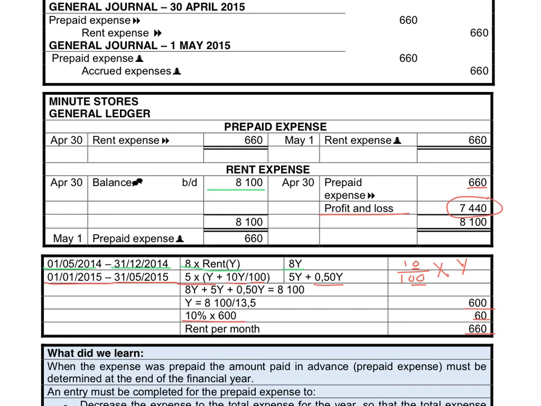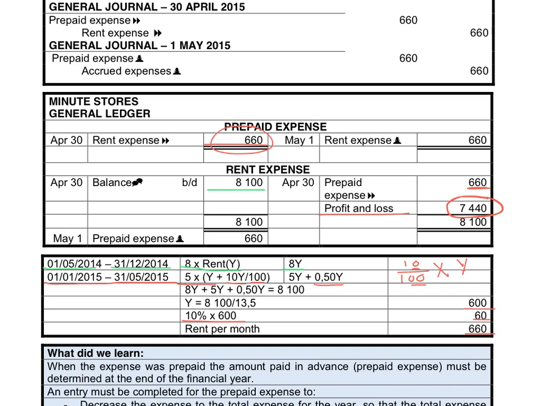Because I credit the rent expense account, I will debit my prepaid expense account. So I create an asset that will be shown in my balance sheet at the end of the year as a current asset. In the income statement, we will show the 7,440.